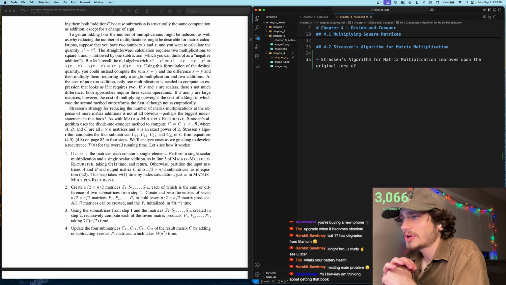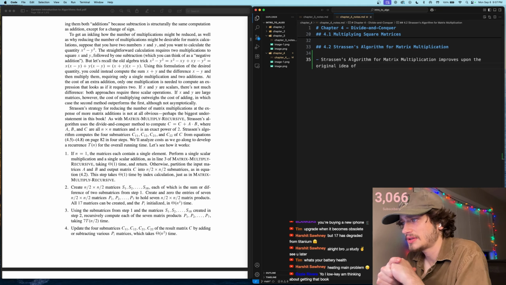If n equals 1, the matrices each contain a single element. Perform a single scalar multiplication and a single scalar addition, as in line 3 of matrix multiply recursive, taking theta of 1 time, and return. Otherwise, partition the input matrices A and B and output matrix C into n over 2 by n over 2 submatrices, as in equation 4.2. This step takes theta of 1 time by index calculation, just as in matrix multiply recursive.